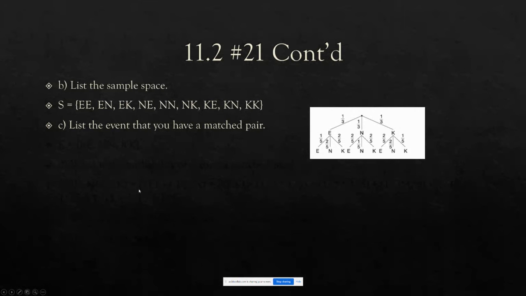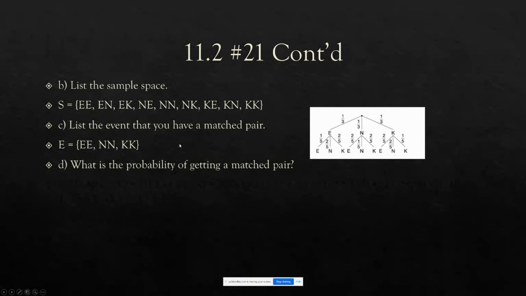Part C says list the event that you have a matched pair. So if you have a matched pair, you either have both blue or both brown or both black. Part D says, what is the probability of getting a matched pair?